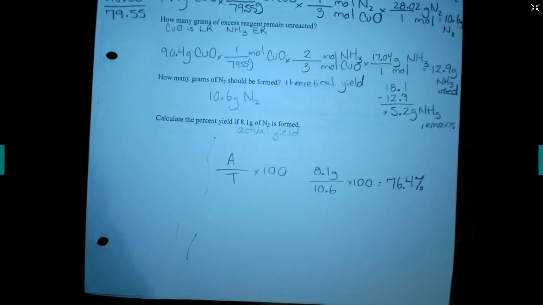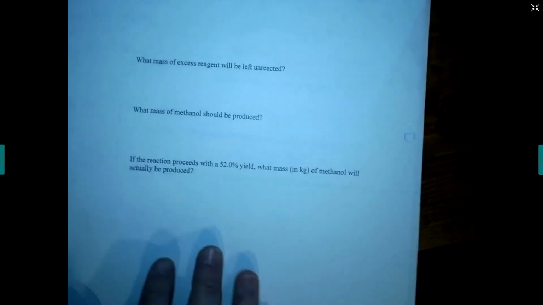So these are your notes on how to do limiting reagents. I would encourage you now to go back through these two videos and attempt this next problem on your own. I'm going to post another video where I am working through this problem with you. But like I said, I think you should try it first on your own before you watch that video.